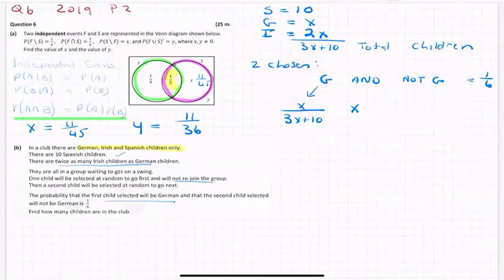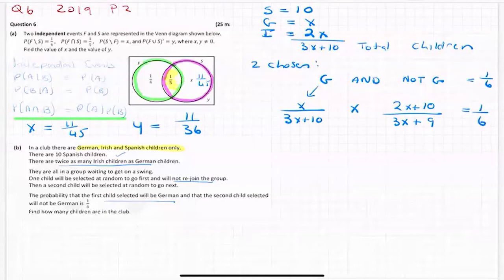Okay, thank you. So not German then is the other two. So I have 2x plus 10. So they're the Spanish children and the Irish. They're not being replaced, so will not rejoin. So my total number of children then are 3x plus 9. Why plus 9? Because one of the kids is here. And when I multiply them, that's when I get my sixth.